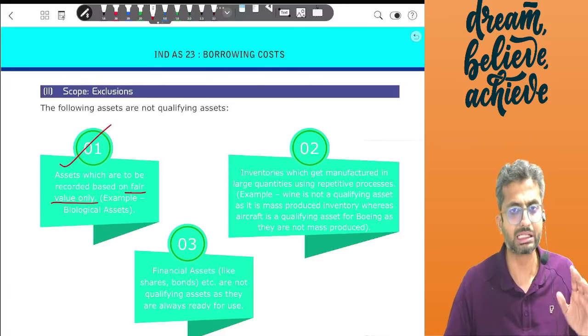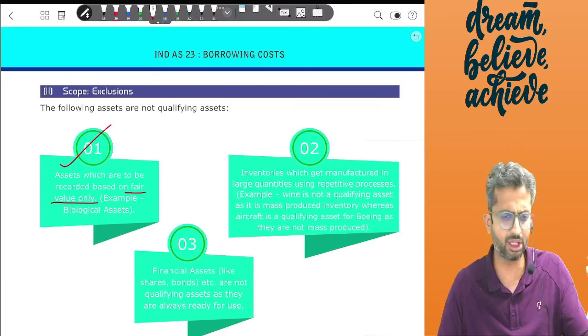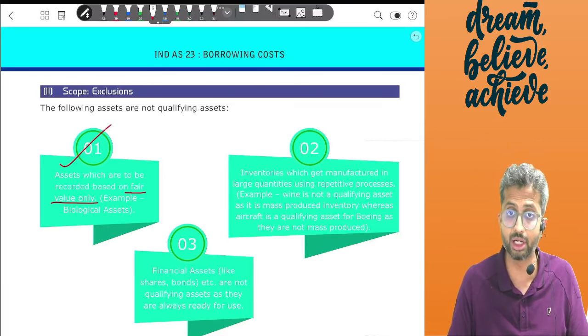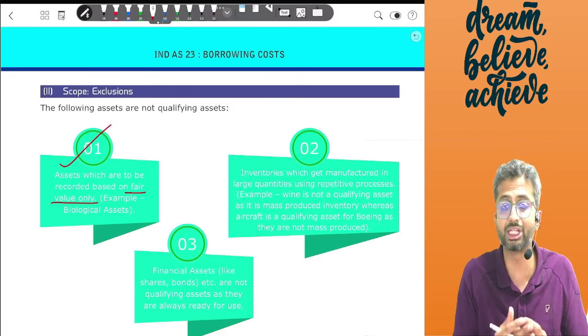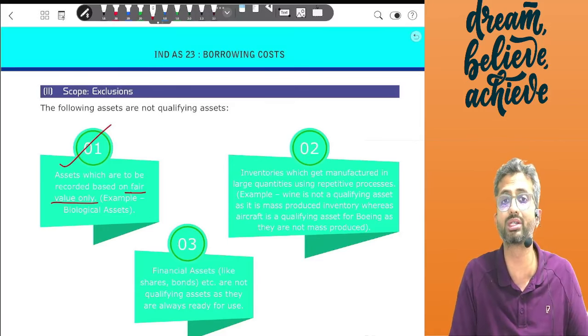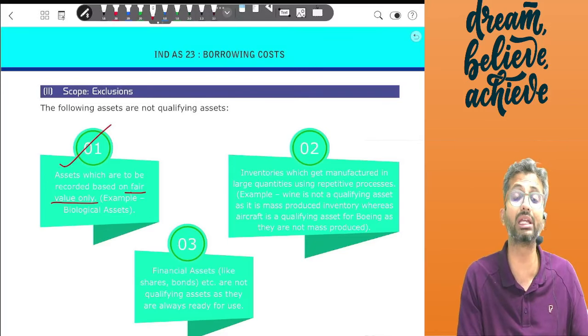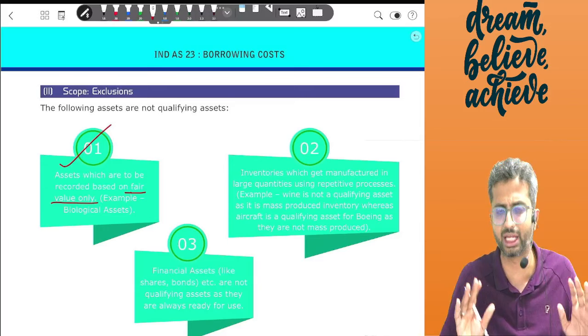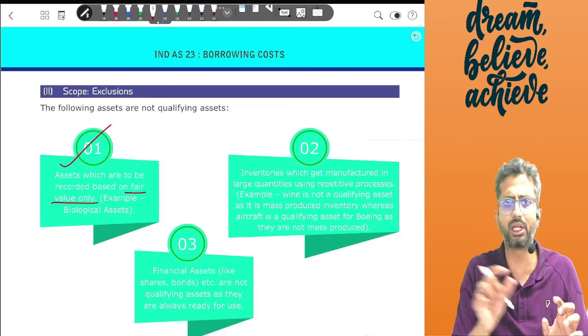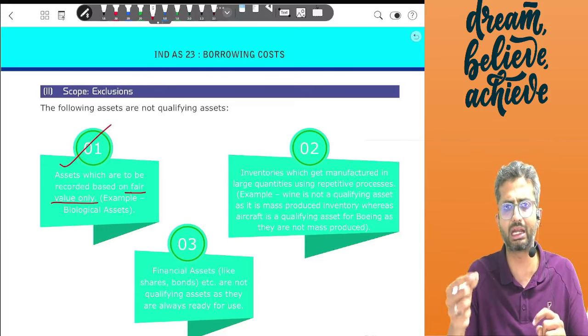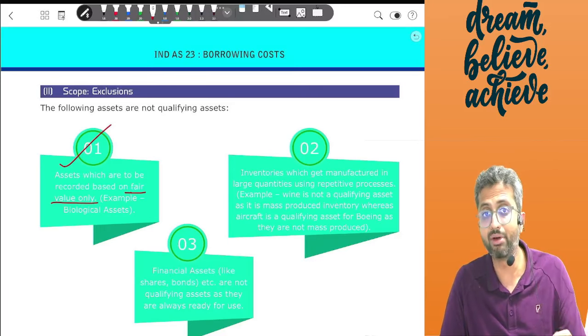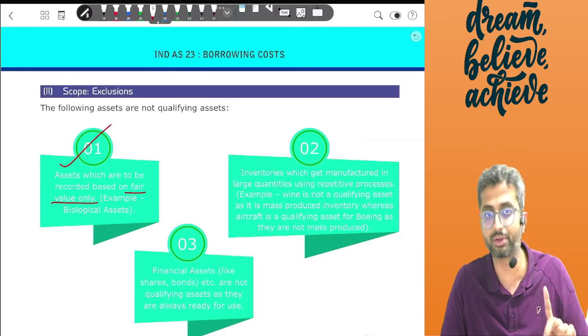So over here, for an asset to be recorded at fair value, you don't again need to apply capitalization principles of Ind AS 23. Second, if you look at items like inventory, even inventory can be a qualifying asset. However, if for a business, inventory is manufactured in large quantities using a largely repetitive process, you have been exempted from capitalizing inventory in the interest of materiality and the time which would have to be taken to match interest to each item of inventory.